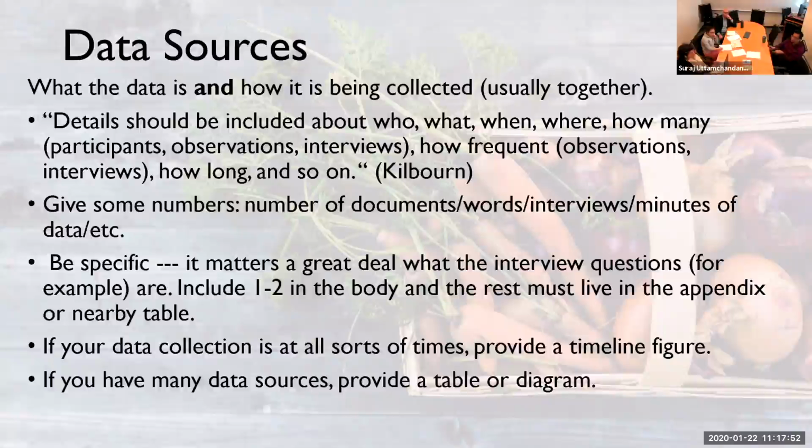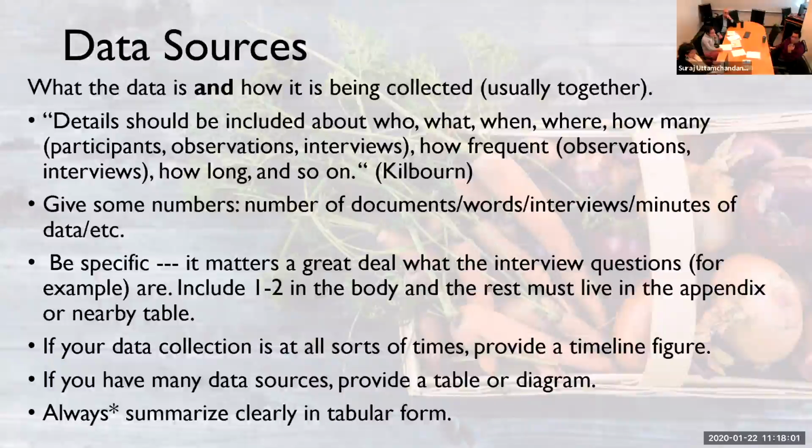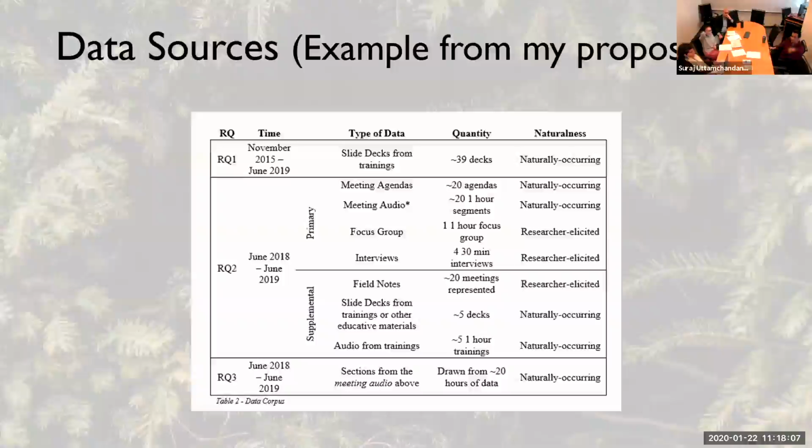So if your data set is 100 documents and they're all from the same time, then maybe not a figure. But I do say always with an asterisk, because nothing is always, but I think summarize this section in a tabular form. So for example, this was in my proposal. And as you can see, I have aligned the time that the data is from to the research question, and explained what the type of the data is.